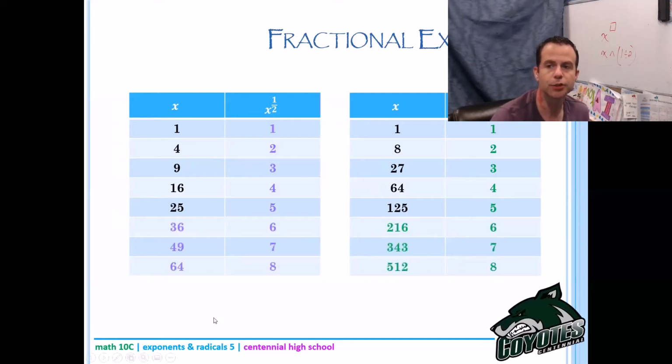And then this is what you should have gotten. So 36 to the 1/2 is 6, 49 to the 1/2 is 7, 64 to the 1/2 is 8. So hopefully this is confirming that taking something to the exponent of a half is the same as taking the square root. On the other side, 216 to the 1/3 is 6, 343 to the 1/3 is 7, and 512 to the 1/3 is 8.